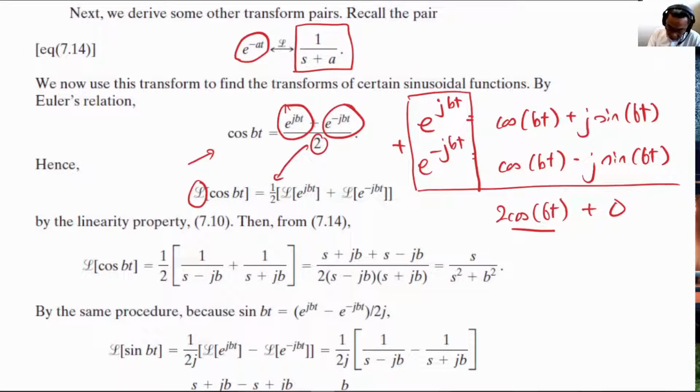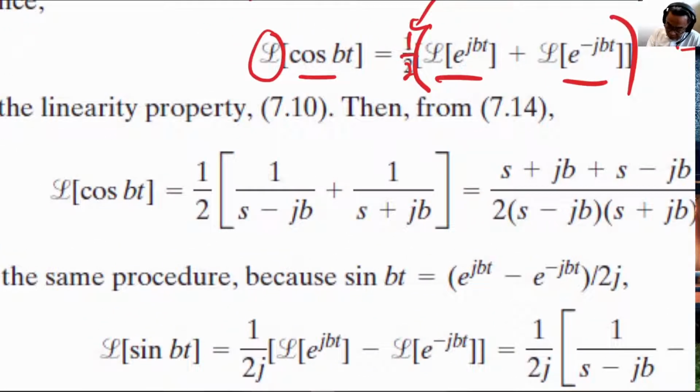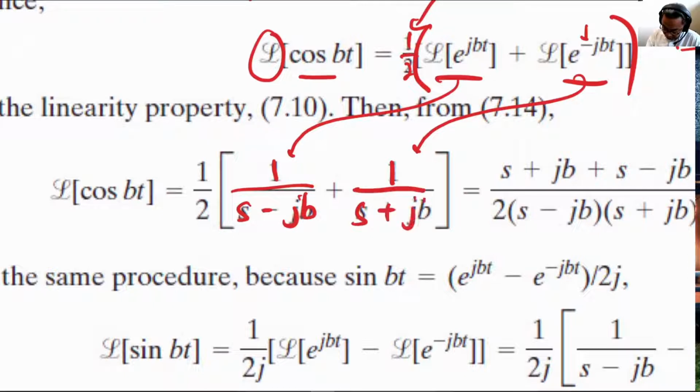So Laplace transform of cosine bt is half, bracket, and then we perform the individual Laplace transform of e^(jbt) and e^(-jbt) individually. Well, Laplace transform of e^(jbt) is of course 1 over s minus jb. We're just using the lookup table. Laplace transform of e^(-jbt) is this. So the minus becomes a plus here, and the half goes out.